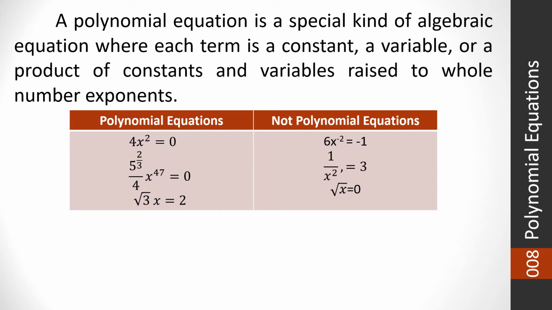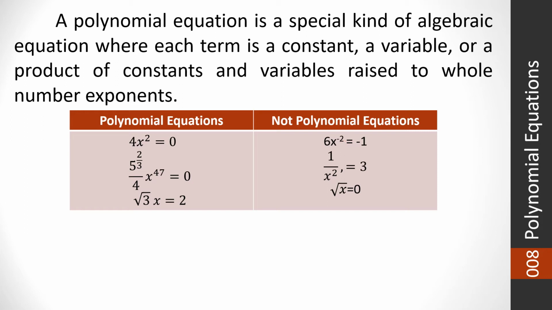Paano naman itong iba? So, we have here examples of not polynomial equations. So, ito, 6x raised to negative 2. Dahil negative yung exponent ng variable natin, okay, so that is not a polynomial equation. Okay, we have 6x raised to negative 2 equals to negative 1. So, hindi ito polynomial equation kasi negative yung exponent ng x.